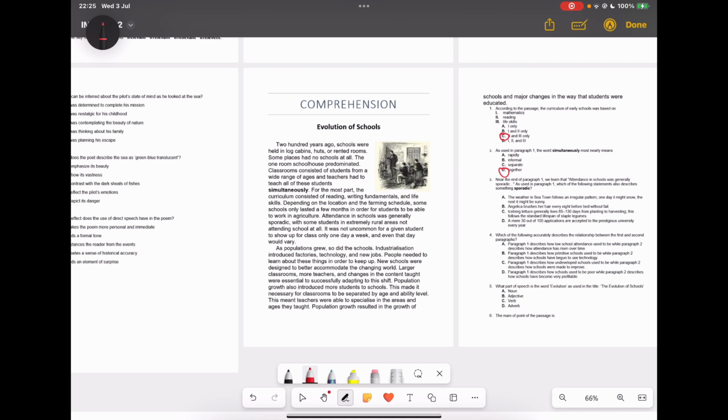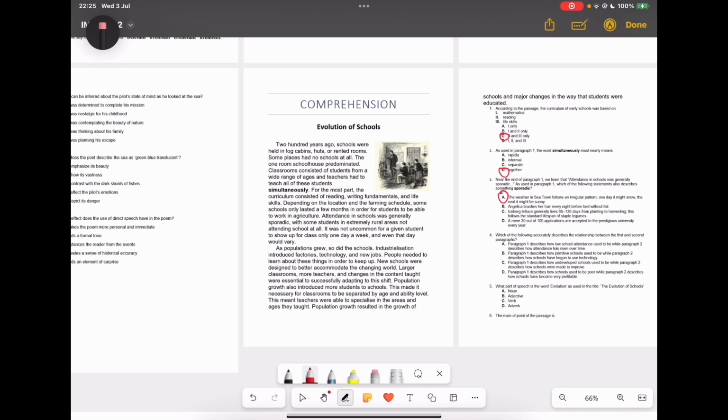So with this one, well, we know sporadic is something that's very irregular and very random. So when it happens, it will be random. So that means that 3 will be A. So 1 is C, 2 is D, and 3 is A. Okay, 4. Which of the following accurately describes the relationship between the first and second paragraphs?